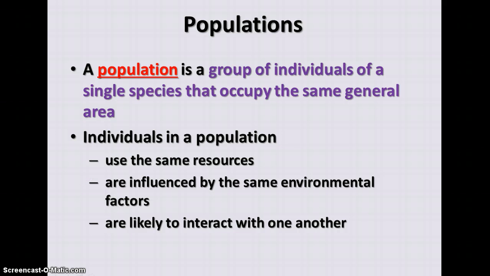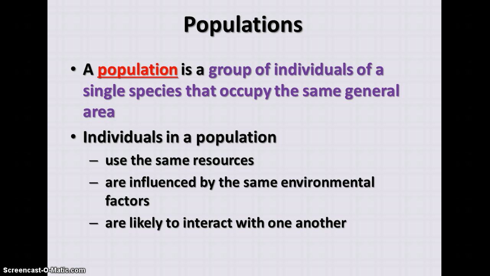So we'll begin talking about populations. A population is a group of individuals of a single species that occupy the same general area. So when you have an area like your backyard, there are a number of different populations in that yard. If you talk about the grass, that would be one population. If you talk about the rabbits, that's another population. If you talk about the crickets, that's a different population. So all of those are different populations in the same area.